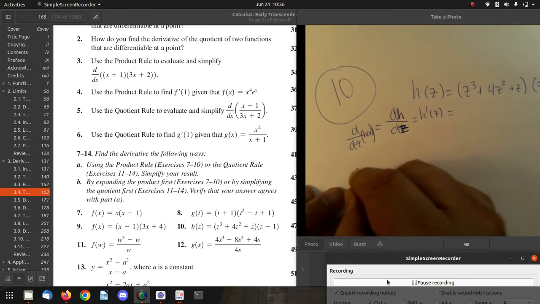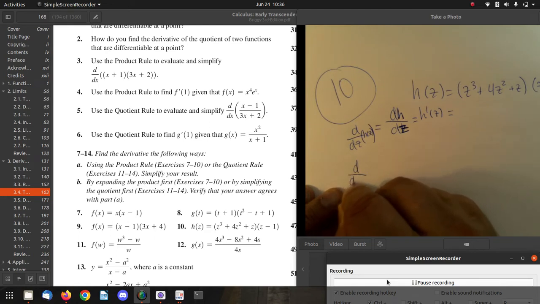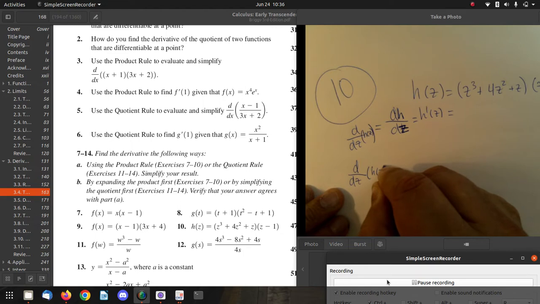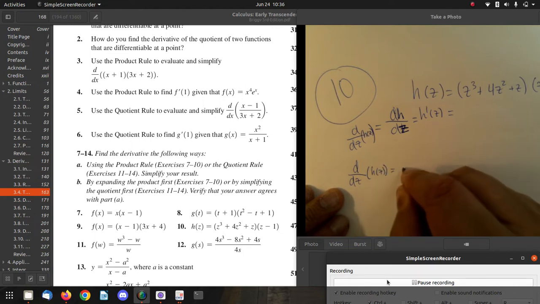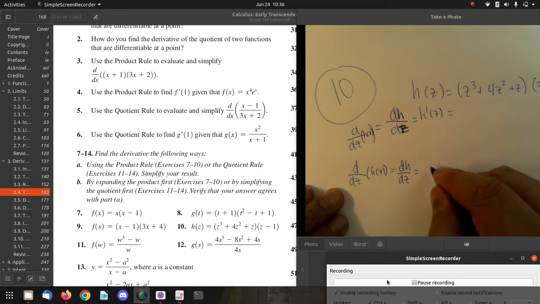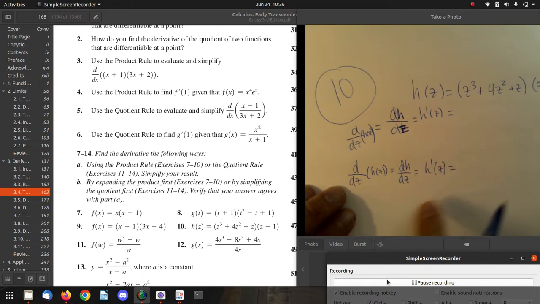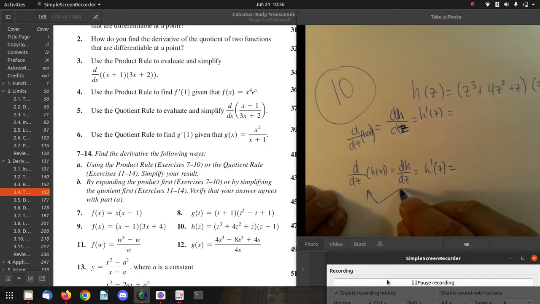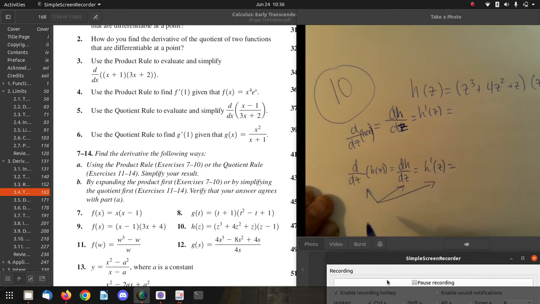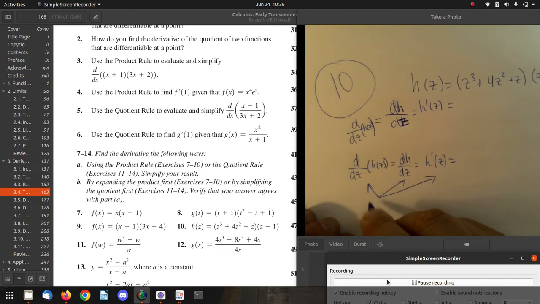I kind of wrote all of these sloppy, so let me write them all nice. d dz of h of z is one way to write it. dh dz is another way to write it. And h prime of z is another way to write it. These are all just rivaling notations. You just pick the one that you're comfortable with.